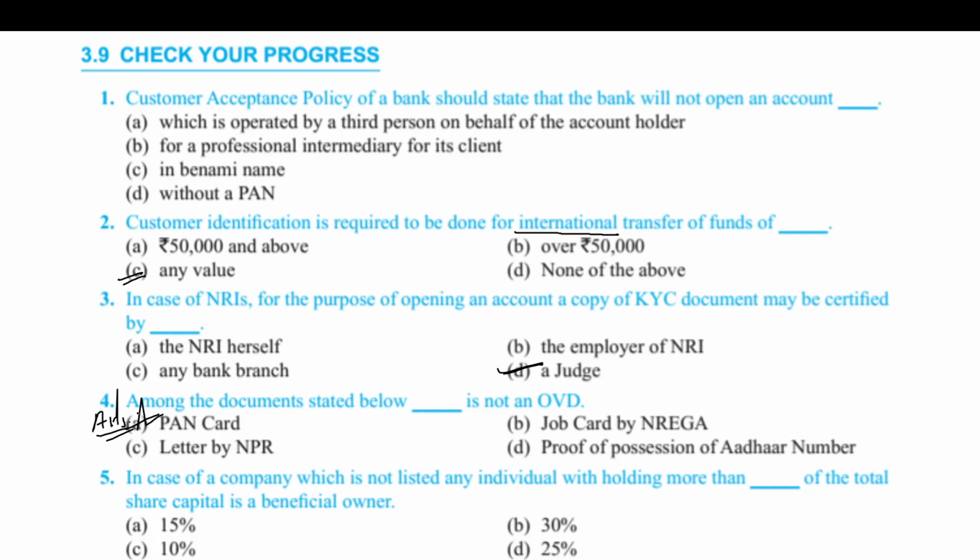In case of a company which is not listed, any individual holding more than dash of the total share capital is a beneficial owner. In case of company, it is 25%. In other scenarios like partnership or trust, it is 15%. But in case of company, it is 25%. Hence, option D is the correct answer.